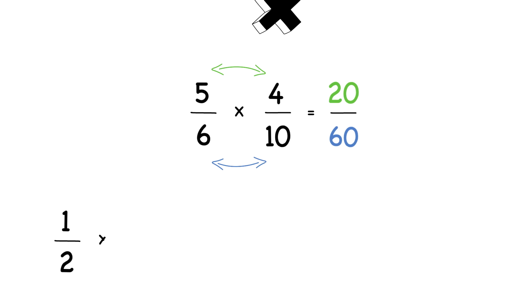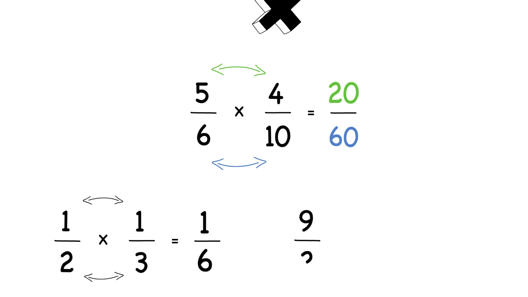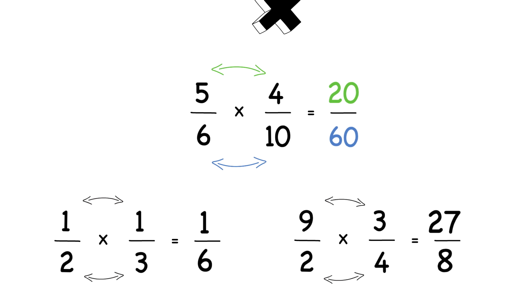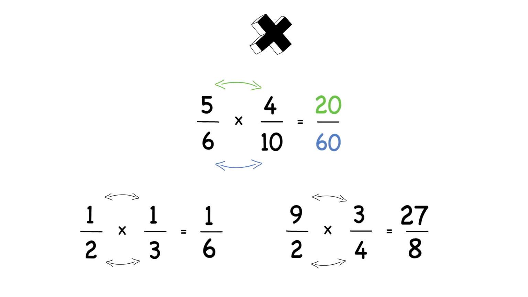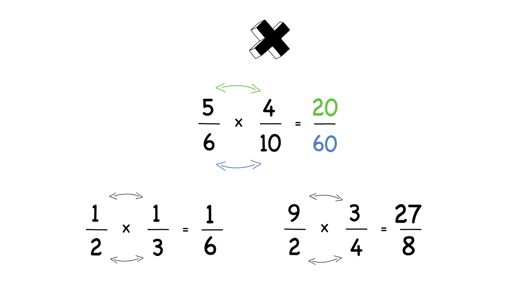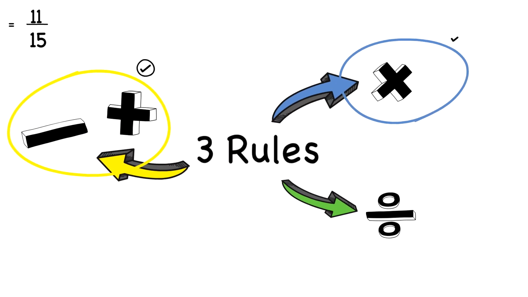Let's try with a couple of examples. So 1 over 2 times 1 over 3. You times the 1 by 1, which gives us 1 on the top. And we times 2 by 3 to give us a 6 on the bottom. One more example with a top-heavy fraction, it's the exact same rule. We will times the 9 by 3 to give us the numerator, so 9 times 3 is 27, and 2 times 4 will give us the denominator, which is 8. That is all there is to it.